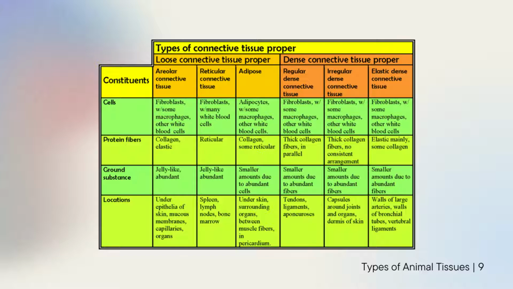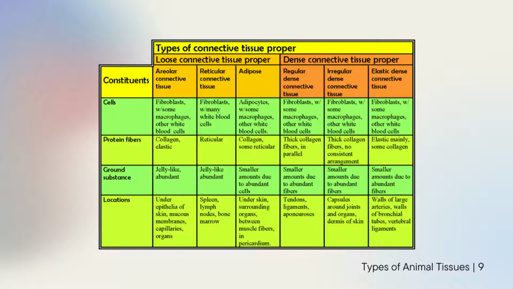So, what is the main difference of regular and irregular? Regular has thick collagen in parallel. It is formed in a parallel structure, or it appears in parallel. When we say parallel, it is like straight lines that are not meeting with each other. It looks like a stripe. So that is the regular dense connective tissue.